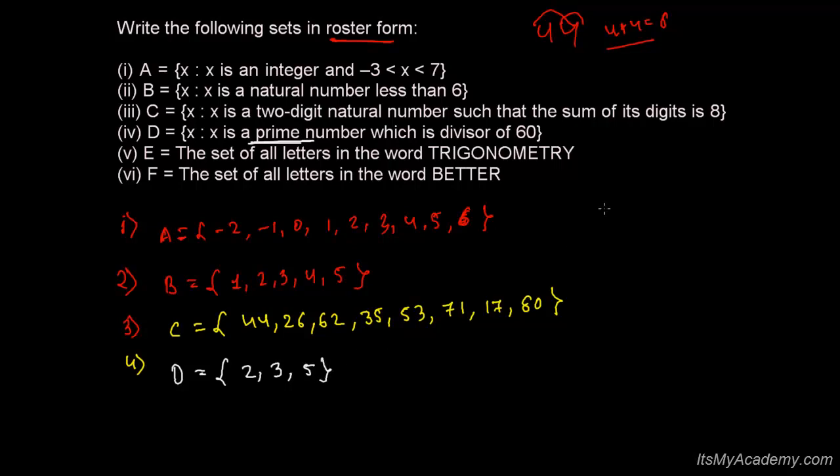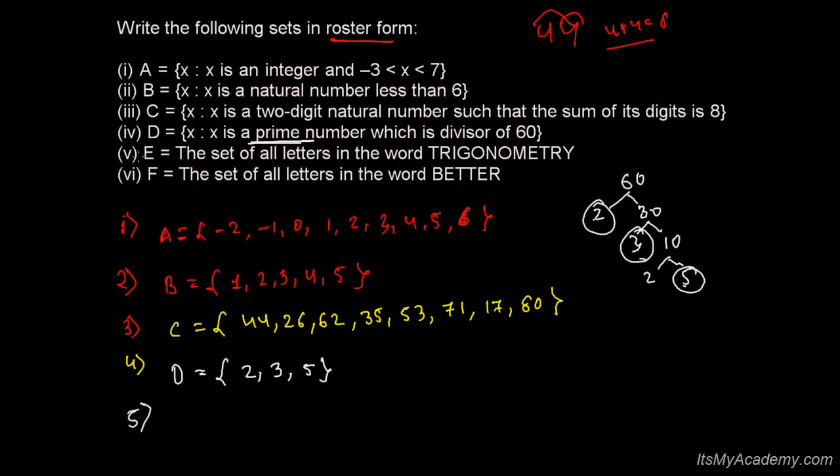To confirm, you can do the prime factorization of this. So it is 2 times 30, and again you can say 3 times 10, and again 2 times 5. Finally you got 2, you got 3, and you got 5. So 2, 3 and 5 are the only prime divisors, prime factors of 60. Prime divisors or factors are the same. So x is a prime number which is a divisor of 60, and you got the set you want. And now let's go for the fifth one.